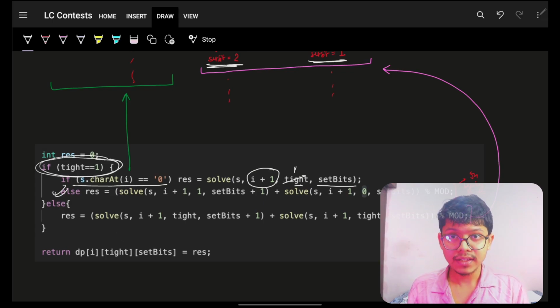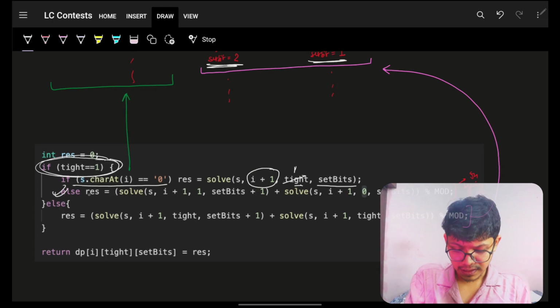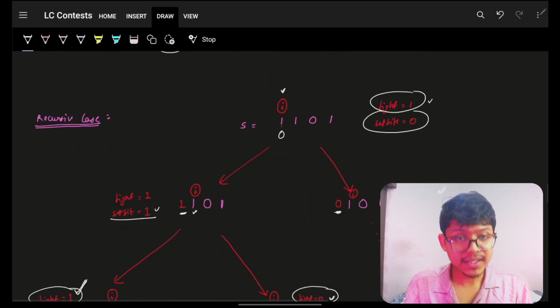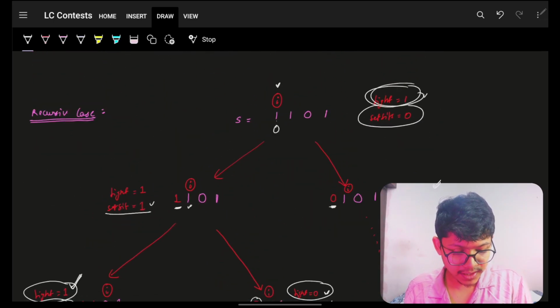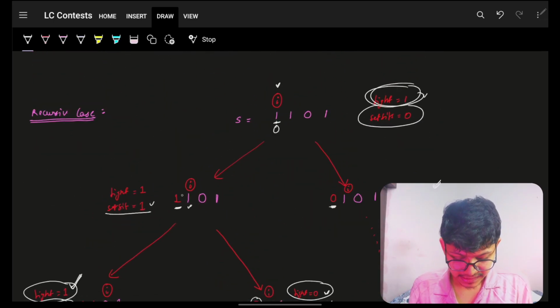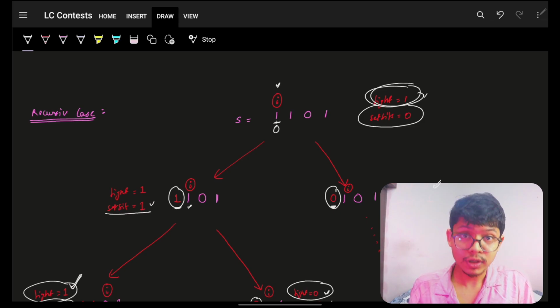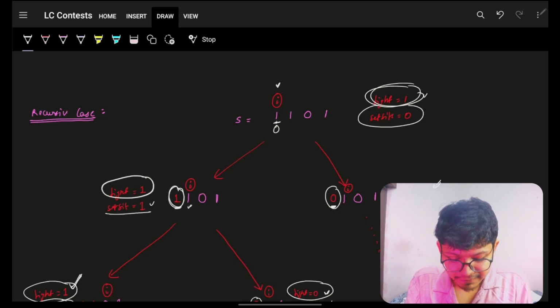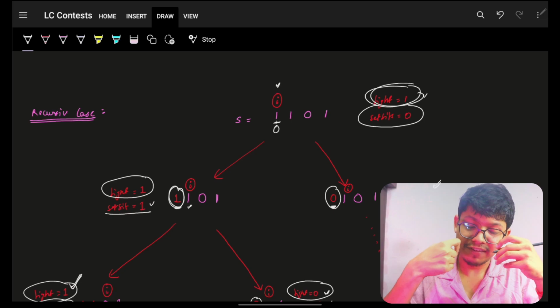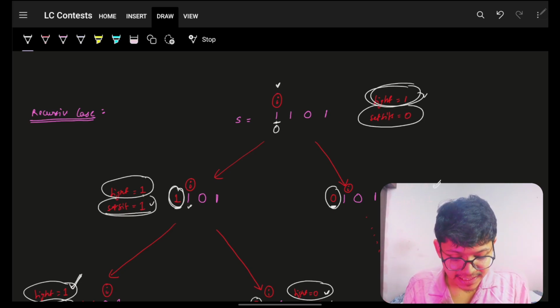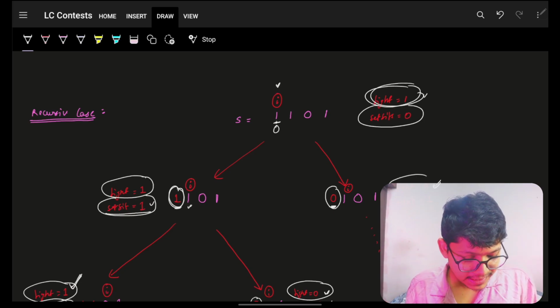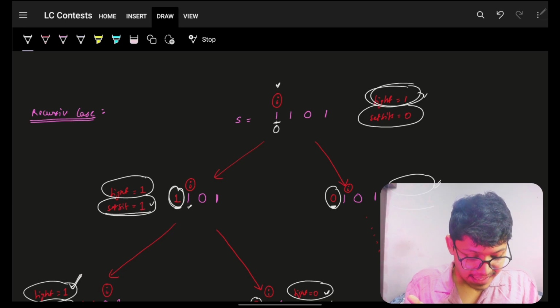Else, if tight is 1 and the value is 1, then obviously you have two options, as I showed in the very beginning case. Either I can place a 1 or I can place a 0. If I place a 1, my tight will remain 1, and the set bit count will increase by 1. If I place a 0, my tight will become 0, and the set bit count will remain as is.